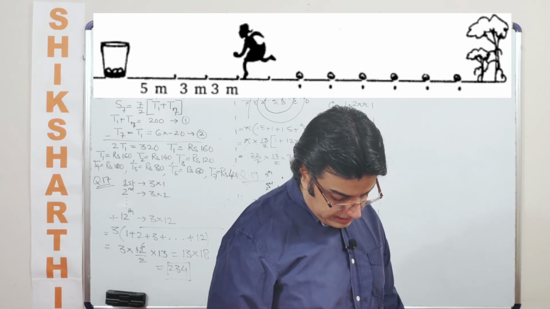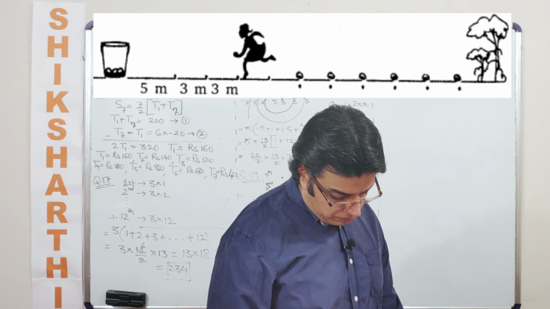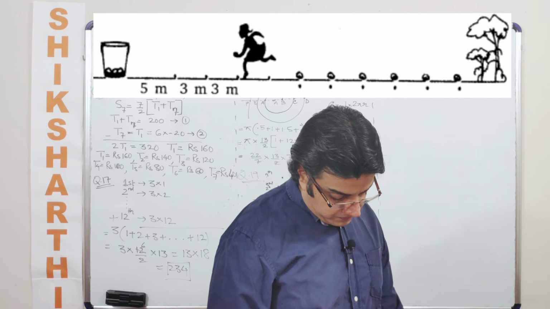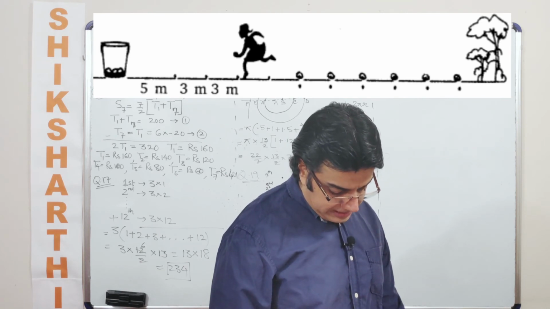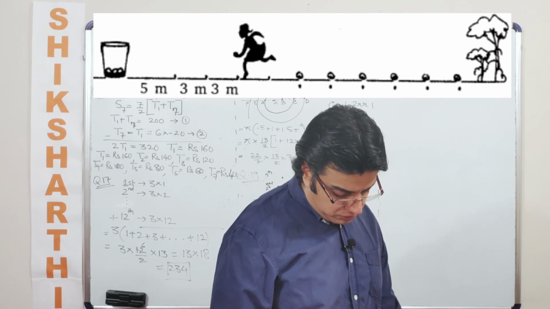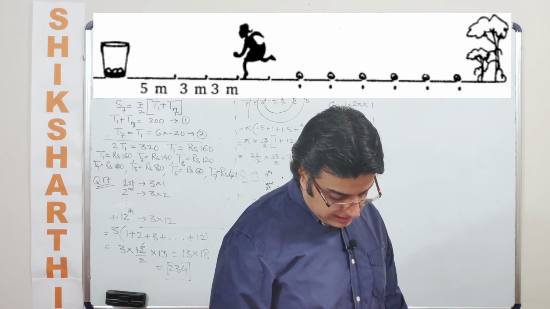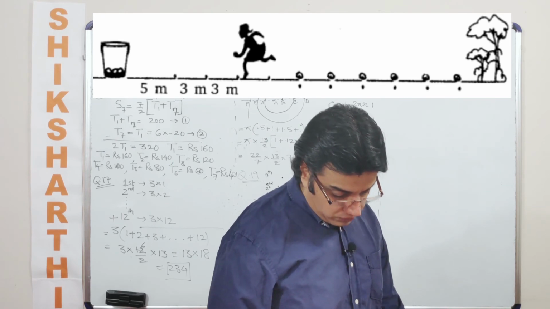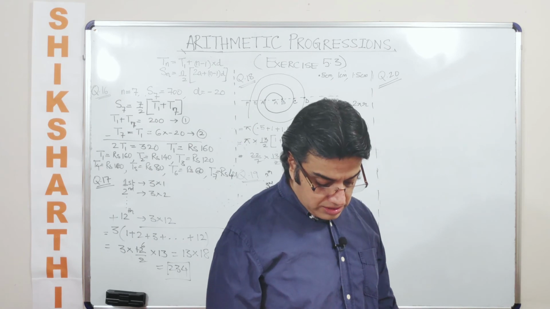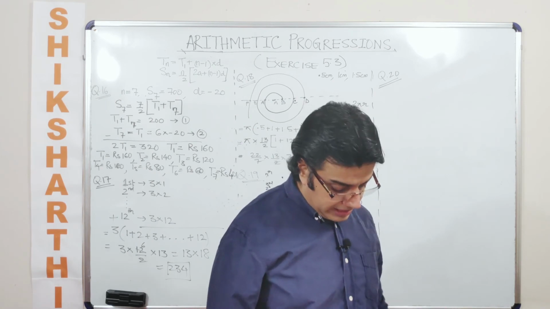And what do you need to calculate here? What is the total distance the competitor has to run? A competitor starts from the bucket, picks up the nearest potato and runs back with it, drops it in the second bucket and runs back to pick up the next potato. He keeps on doing this till the time he runs for the last potato. So you have to find out the total distance which this competitor would have run.